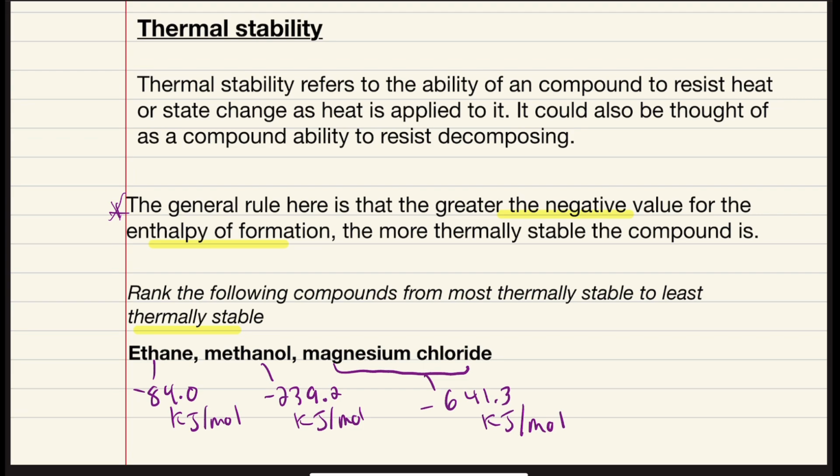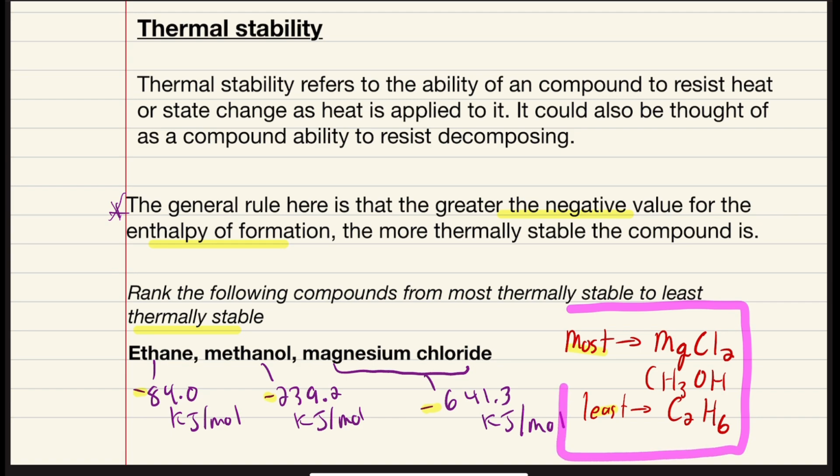So if we're looking from the most thermally stable to least, well, the more negative you are, the more thermally stable you are. So with that being said, the most thermally stable would be magnesium chloride, or MgCl2. Then after that is going to be methanol, CH3OH, because it's negative 239.2. And then the least thermally stable is going to be ethane, C2H6. And so the greater the negative, the more thermally stable that compound is going to be.